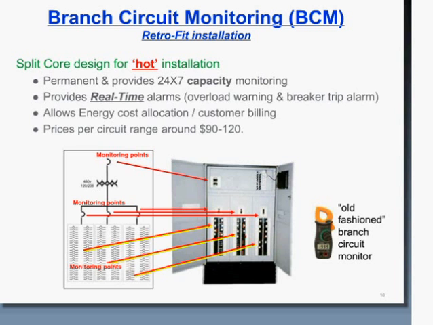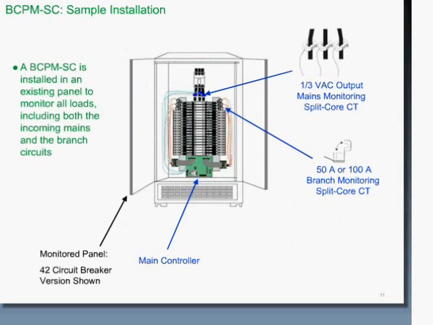Here's a typical picture of what a BCPM installation would look like. At the beginning, you would probably use low voltage CTs for looking at the mains. Then you would typically have a 50, 75, or 100 amp branch circuit CT. And at the bottom, typically you'd have some sort of control device that would be monitoring a typical 42 circuit panel.